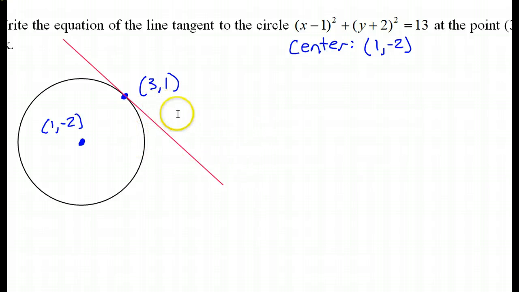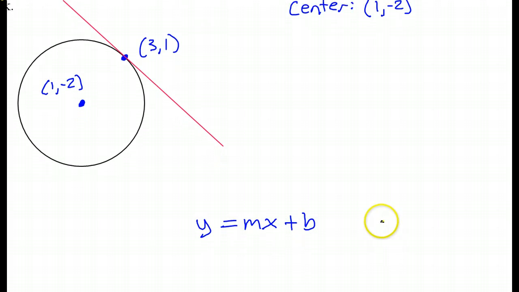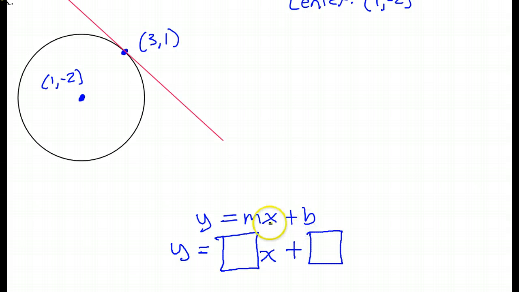Alright, and so this pink line is the one that we're trying to find the equation of. If you want to find the equation of a line, you need two things. If you think about the model equation for a line, which is y equals mx plus b, then that implies that we need the m and the b, the slope and the y-intercept. So we're basically trying to fill this in: y equals something times x plus something. So we need the slope and we need the y-intercept.